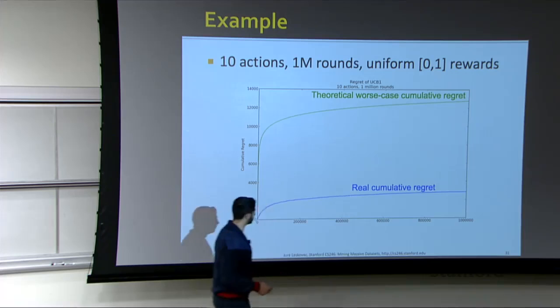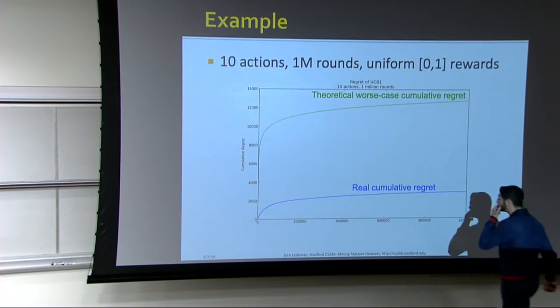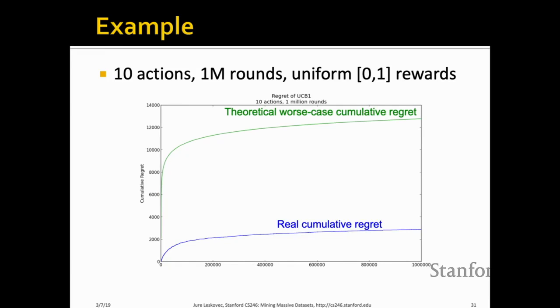Okay, so let's go through the example. The first thing I wanted to show you is the following. Like many other algorithms in computer science, and if you plan to do research in the future or you're already doing that, I always suggest you do this: always try to plot the theoretical worst case. In our case, we care about the cumulative regret, the quantity that we want to minimize, versus the real cumulative regret that you actually get.